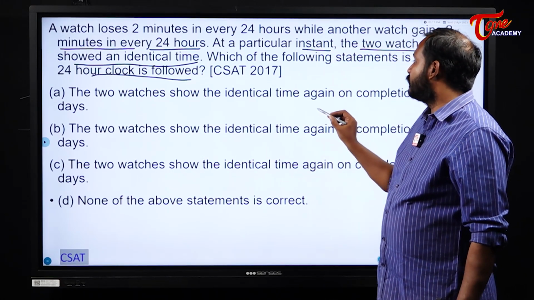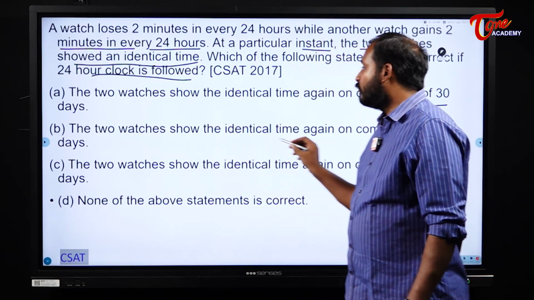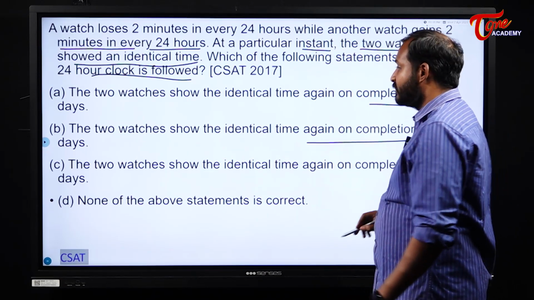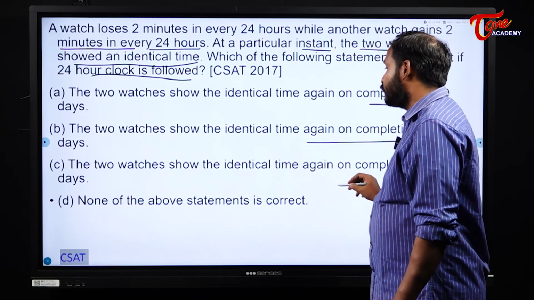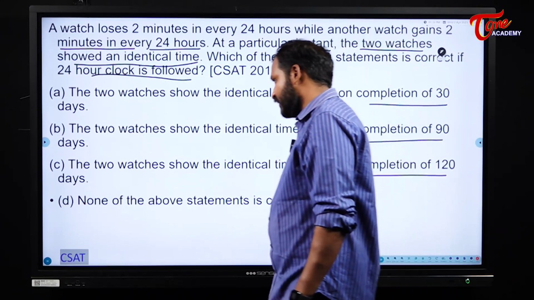The two watches show the identical time again on completion of 30 days. The two watches show the identical time again on completion of 90 days. The two watches show the identical time again on completion of 120 days. None of the above statements.